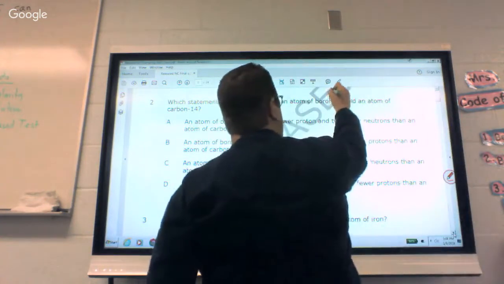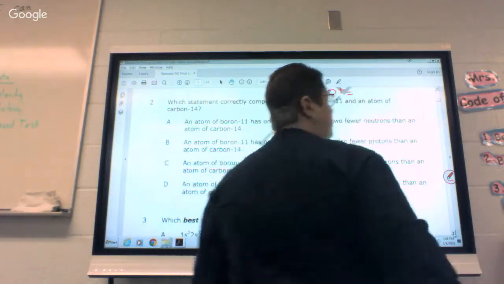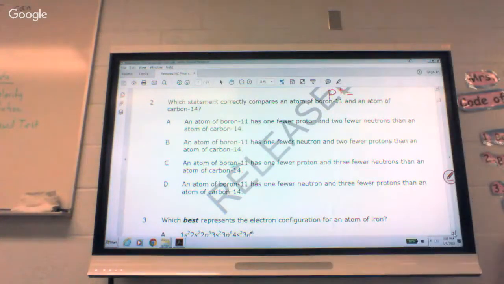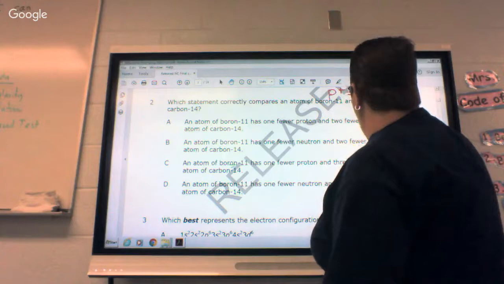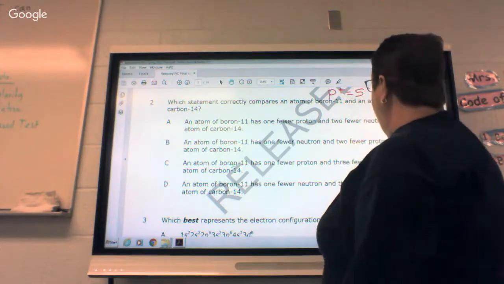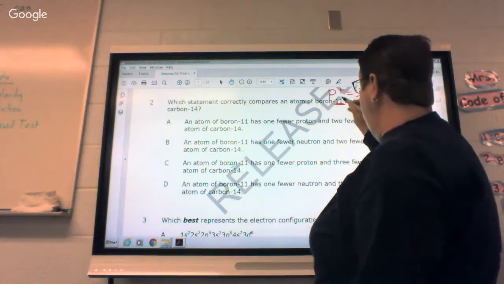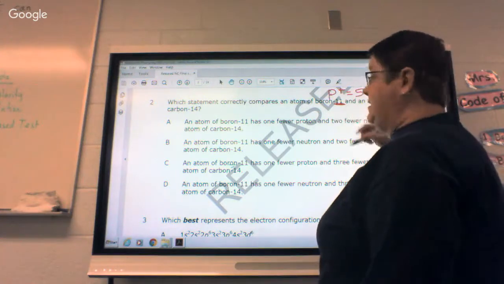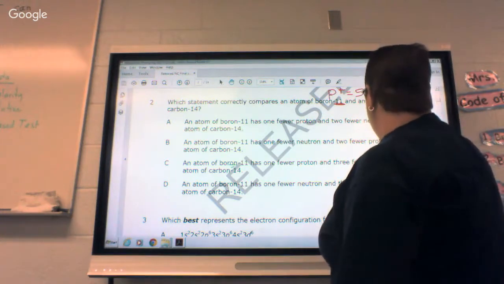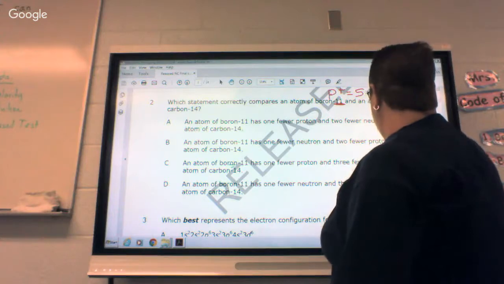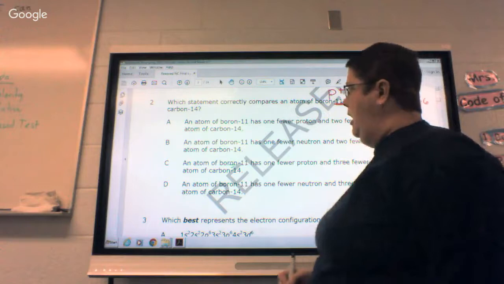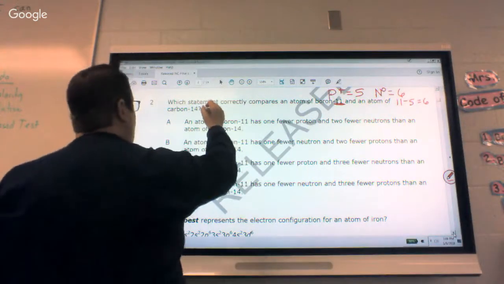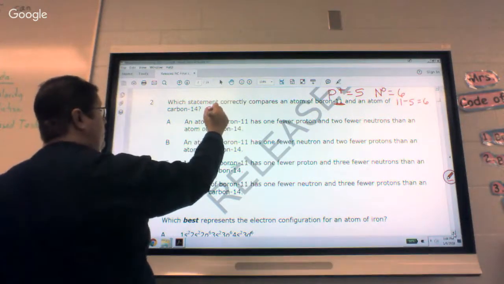All right, how many protons does boron have? The question's asking us about protons and neutrons. How many protons does boron have? It has 5. How many neutrons does boron have? It's got 11 right here, right? So 11 minus 5 is 6. All right, so for carbon over here, how many protons does it have?